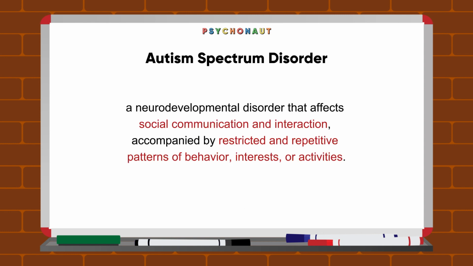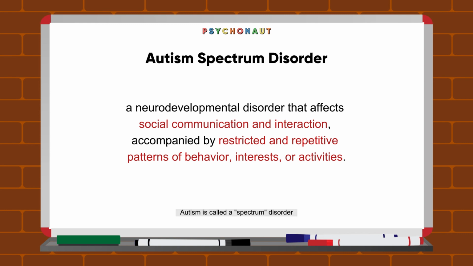Next, we have the autism spectrum disorder. Autism spectrum disorder, or ASD, is a neurodevelopmental disorder that affects social communication and interaction, accompanied by restricted and repetitive patterns of behavior, interests, or activities.